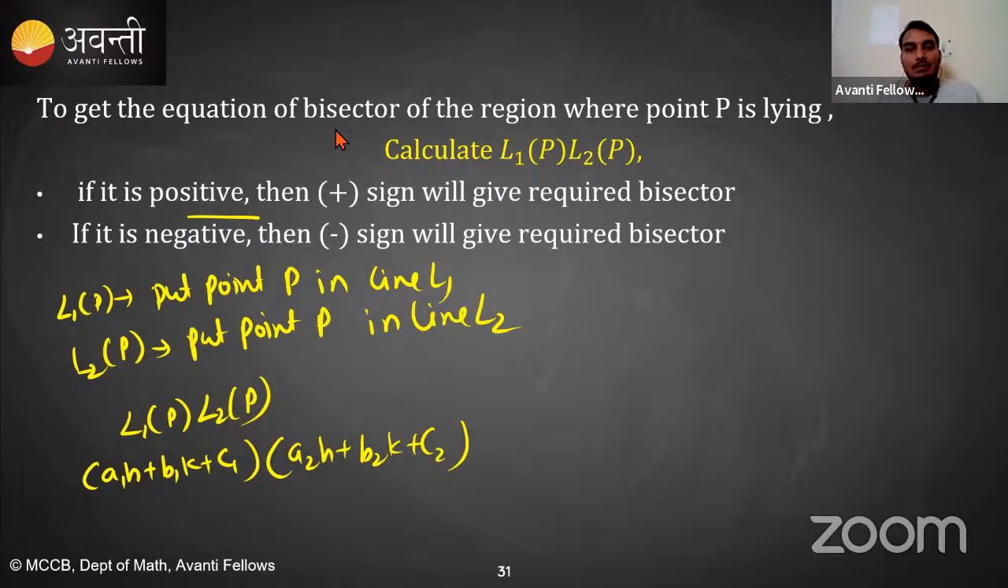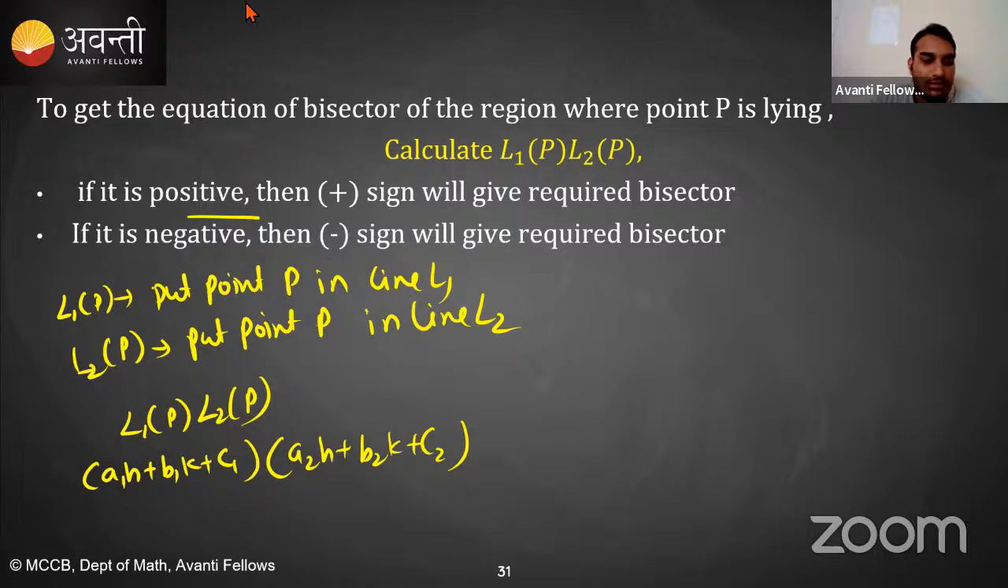Right? So how will you get the obtuse or acute angle bisector? First calculate A1A2 plus B1B2. Whatever sign I get from there, the same sign will give me the obtuse angle bisector. If A1A2 plus B1B2 is positive, then the positive sign will give me the obtuse angle bisector. If A1A2 plus B1B2 is negative, then the negative sign will give me the obtuse angle bisector. And now if I have to find the equation of the bisector of the region where point P is lying, first calculate L1P into L2P. Whatever sign I get from L1P into L2P, the same sign will give me the corresponding required bisector. Is this clear or not?